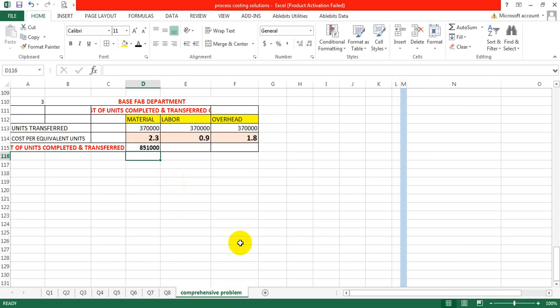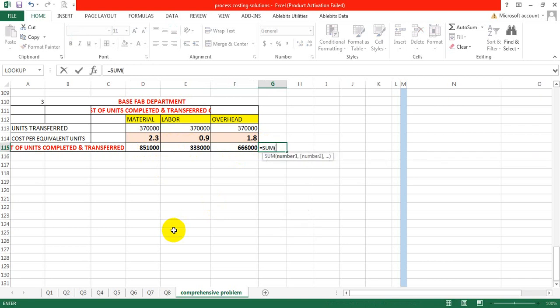So we will get 8,51,000, and for the second, labor, 3,33,000, and for overhead 6,66,000, and the total transfer out cost, again this is the summation of these three values, right? Material, labor and overhead total cost, so this becomes 18,50,000, right? So we have done this question, comprehensive problem, in detail.